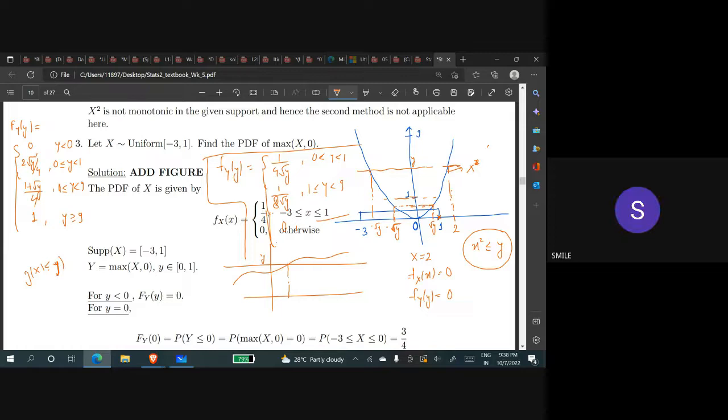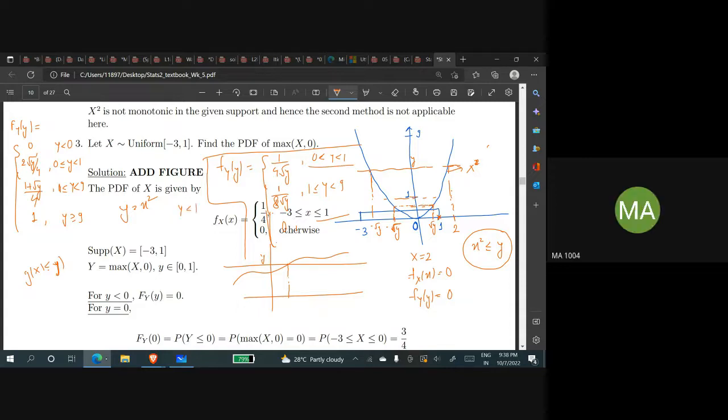Maybe because we are trying to represent a PDF of y in terms of y, not in terms of x. We are taking x between minus 3 and 1 only, right? What if we show this function to someone? Like y equals x square. Some information is getting missed in between, so there is a loss of information.